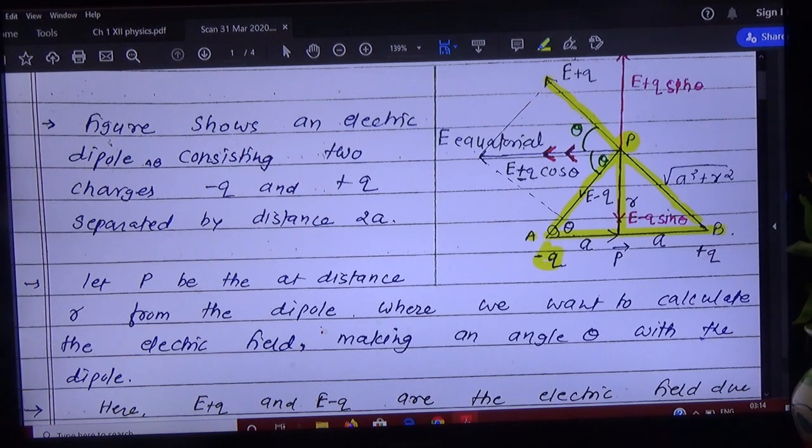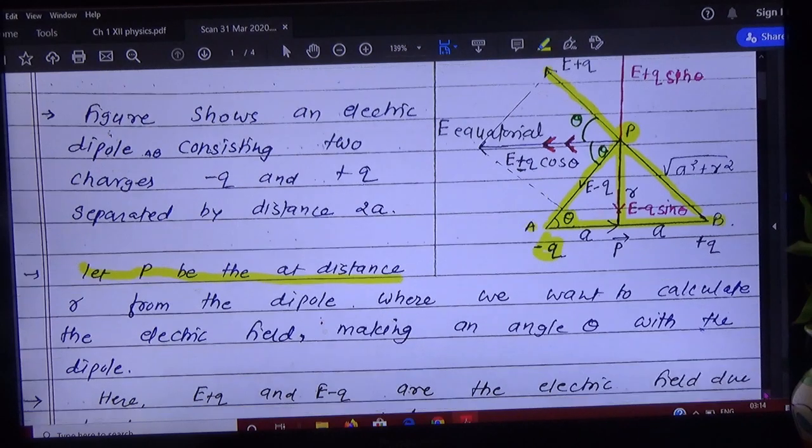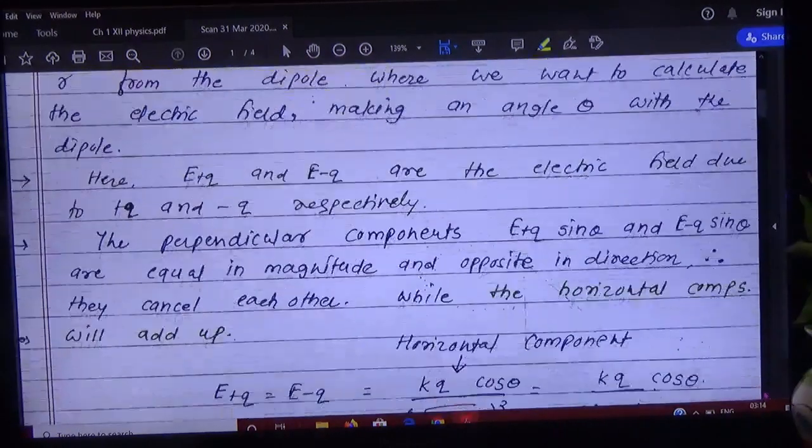Well, here one of the most important things is this angle theta, which we have mentioned here. Let P be some point at distance r from the dipole where we actually want to calculate the electric field, and it is making an angle theta here. Which angle is it making? It is making an angle theta with the dipole.